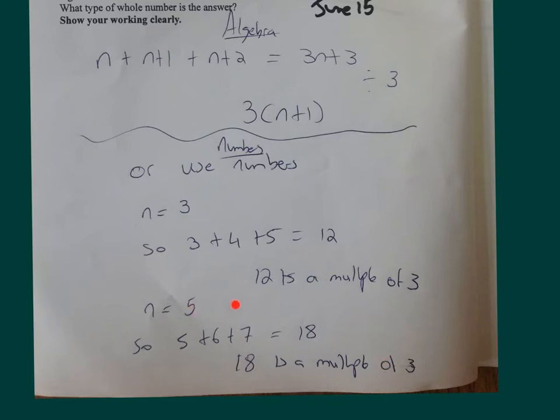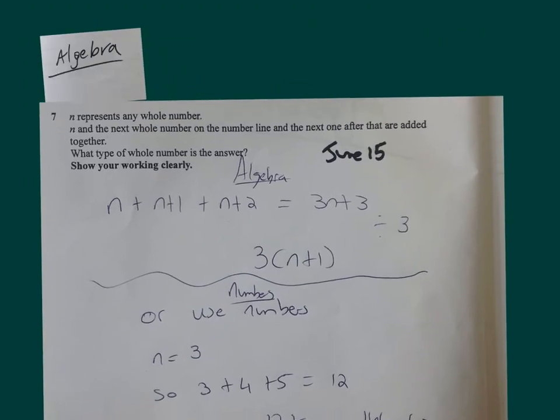Any numbers that you pick that are consecutive beside each other, when you add them up, will always divide by 3. So n is just the first number, n plus 1 is the number next to that, and n plus 2 is 2 numbers away from that. So don't be put off, boys and girls, by that type of question.